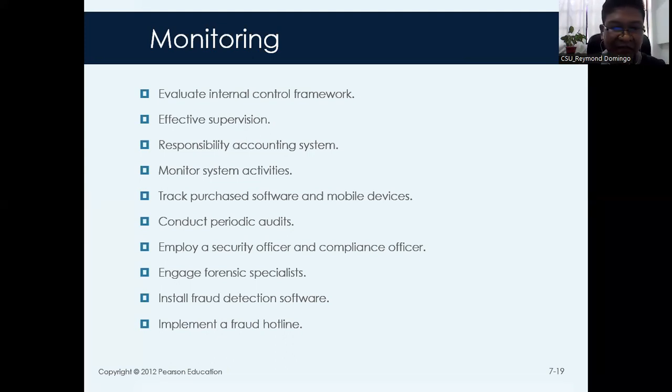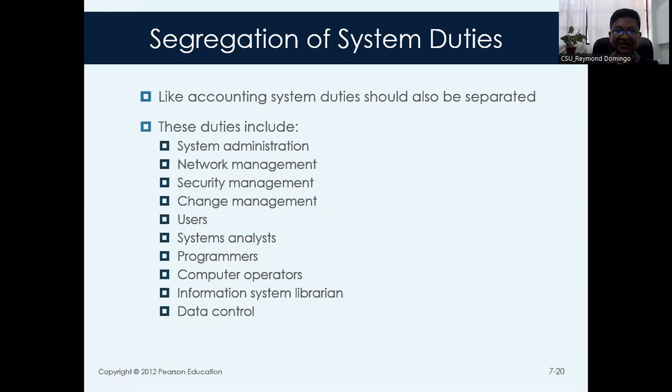We have to conduct periodic audits, employ a security officer and compliance officer, engage forensic specialists, install fraud detection software, and implement a fraud hotline. Okay, so those activities are under monitoring. Okay? Segregation of system duties. So it's like an accounting system duties, okay, should also be separated.